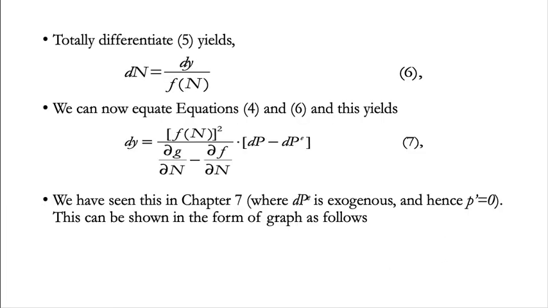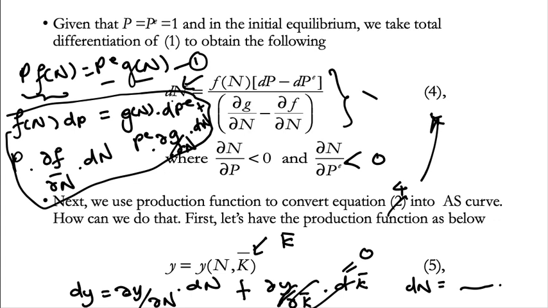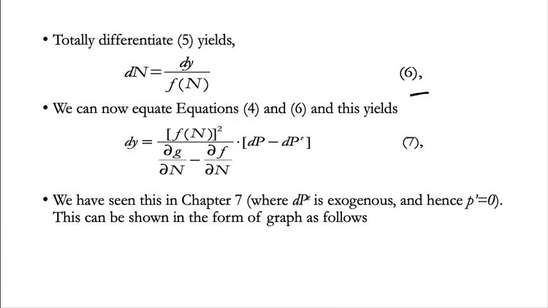When you rearrange it, you get number 6 here. So we have number 6, and also we have number 4. Number 4 is dn equals to something. Number 6 is also dn, but equals to another thing. So you equate 4 and 6, and then after that, you rearrange them so that dy is on the left hand side and the rest is on the right hand side, and it yields 7.